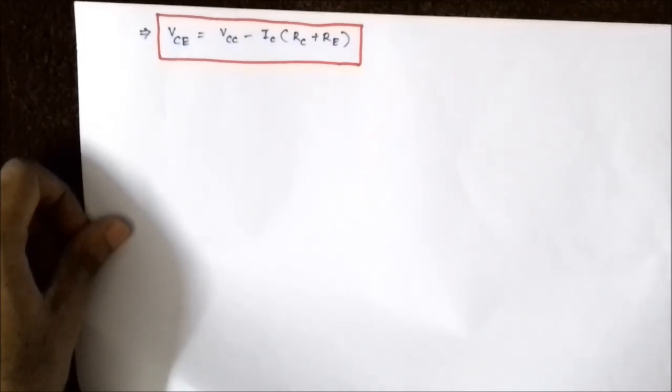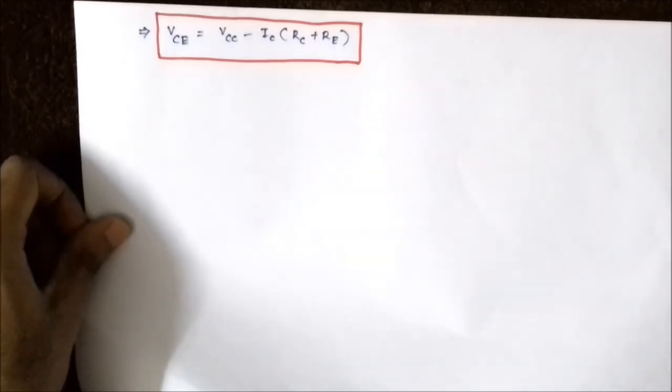So we have discussed the four methods of DC biasing, that is the base resistor biasing, the emitter stabilized biasing, the collector to base feedback biasing, and now the voltage divider biasing circuit.